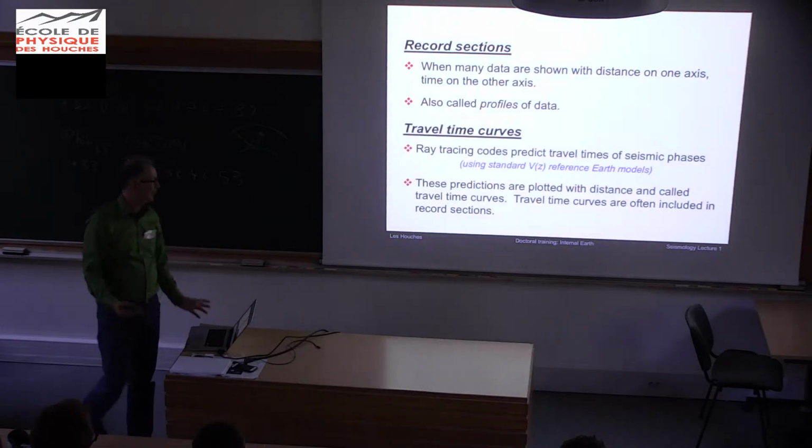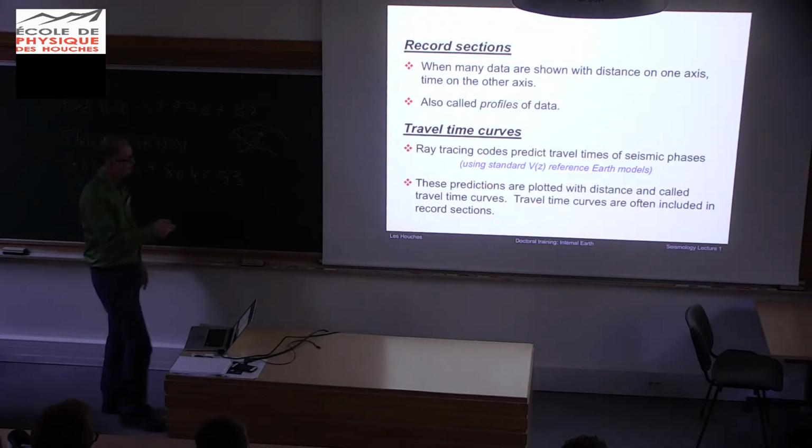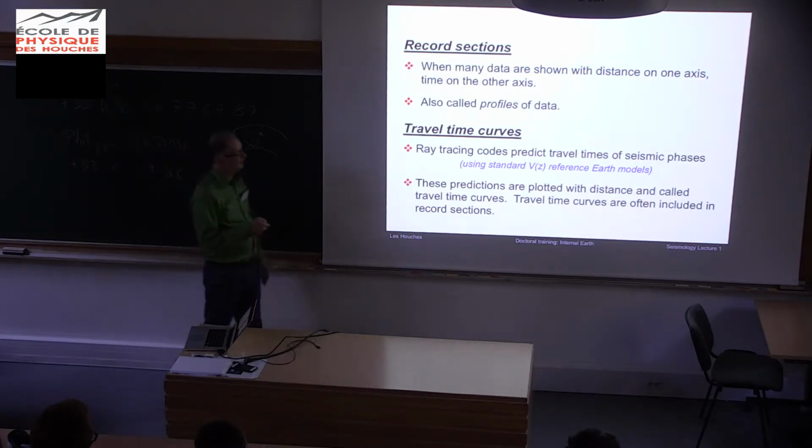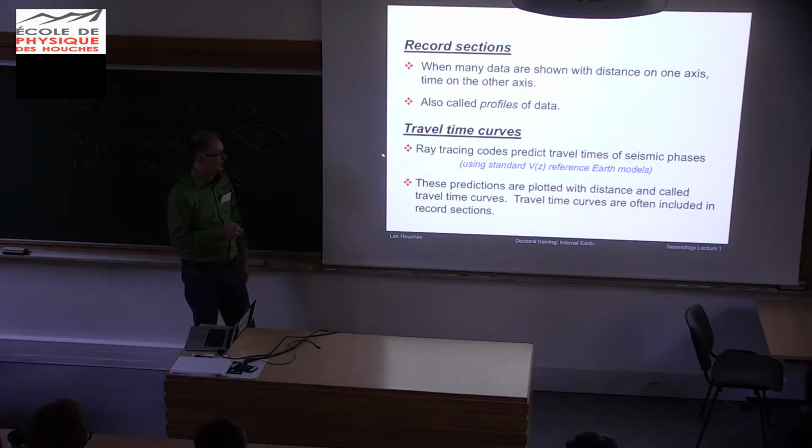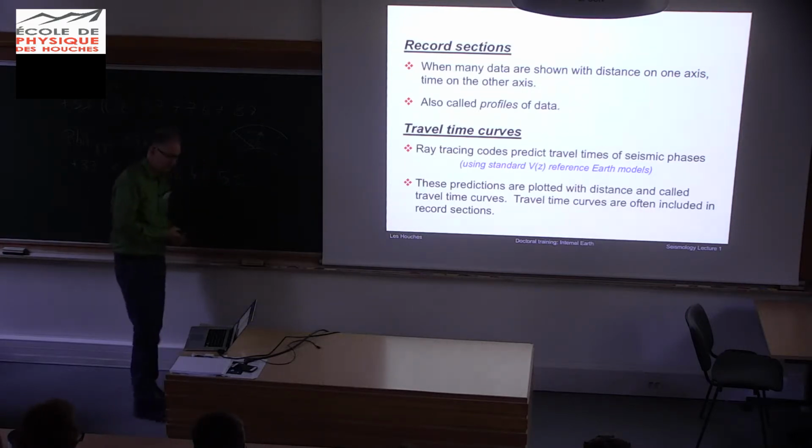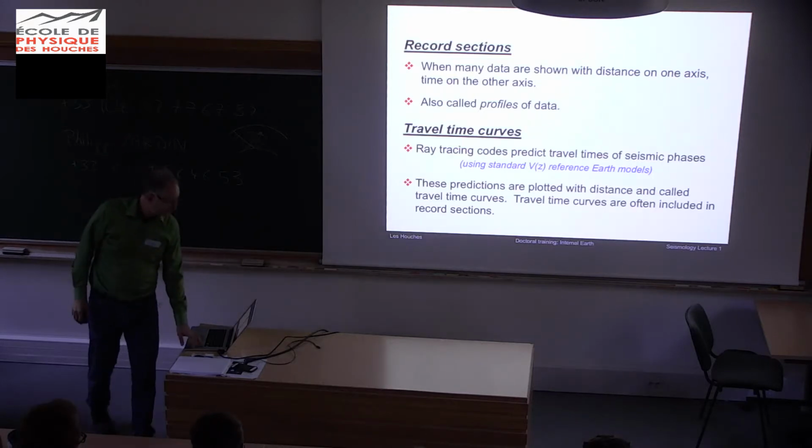And then we have something, so this is data. And then we have the travel time curves, which are the predictions from ray tracing codes. These just use standard velocity versus depth reference Earth models. These predict the arrival time of your seismic waves of interest. And we call those travel time curves. So I'll show you some examples.